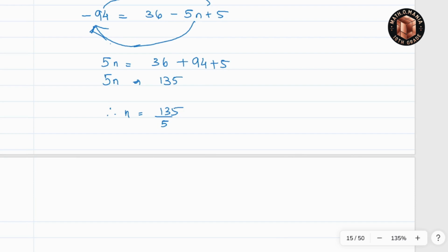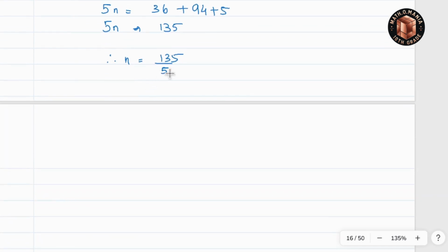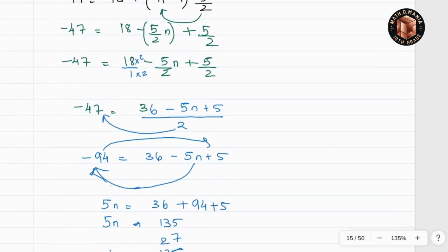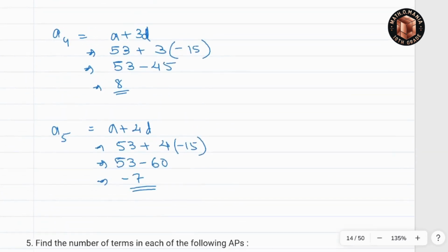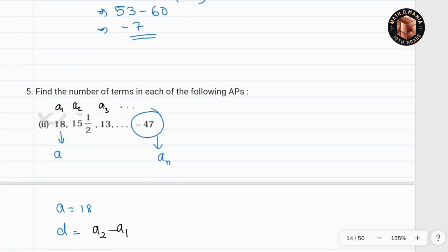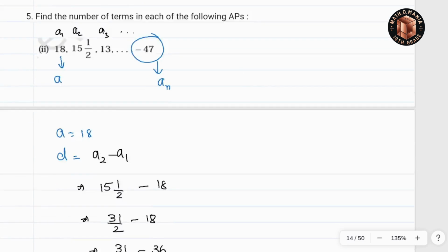135 divided by 5, right? What is 135 divided by 5? I can cut it like 27. Okay, so therefore n equals 27. So minus 47 is which term? That is the 27th term. Okay.